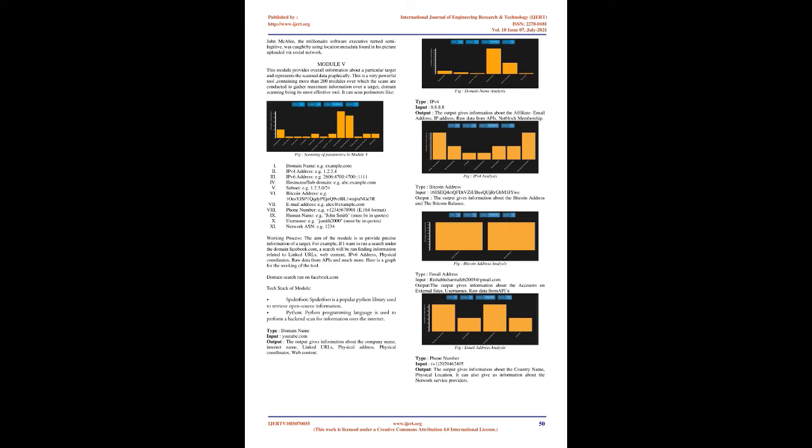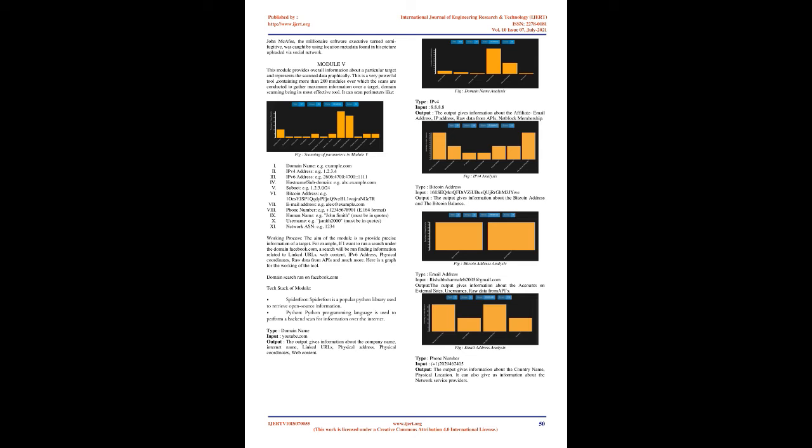There are many instances where law enforcement agencies used metadata to track and arrest criminals all around the world. The following are examples of such cases. John McAfee, the millionaire software executive turned semi-fugitive, was caught by using location metadata found in his picture uploaded via social network.